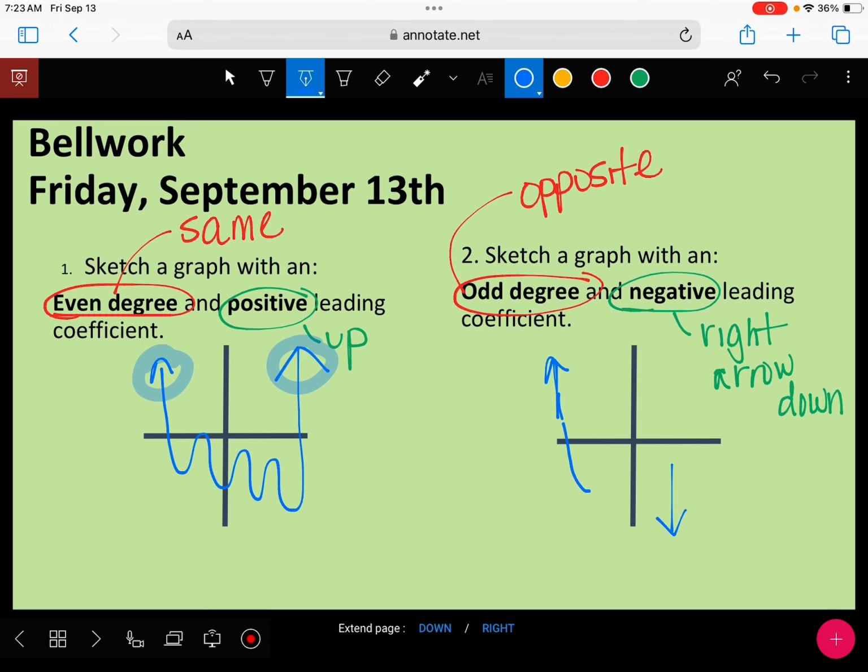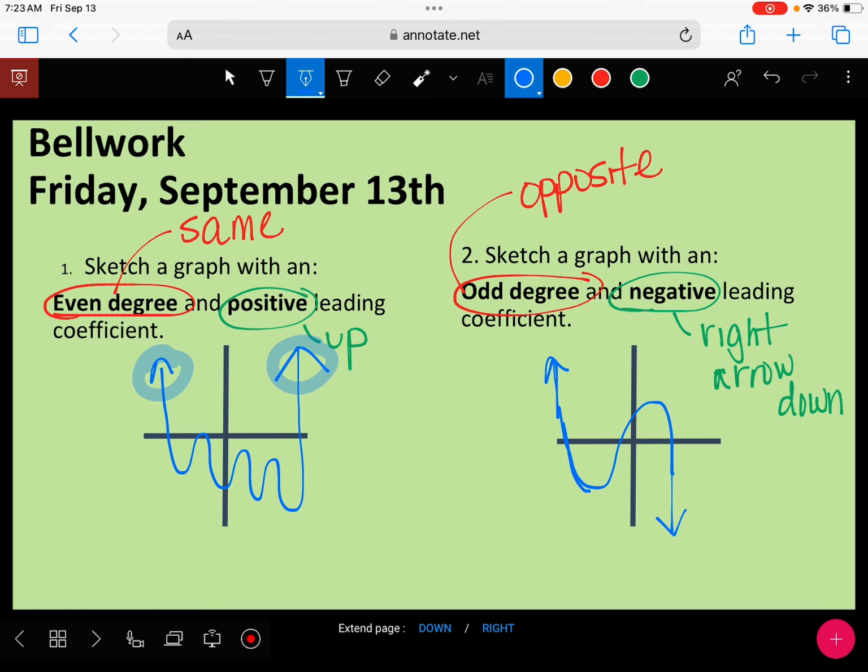So I can have it come down and do some turns and then connect it. Or it could just do one turn and connect it. That's it. Any questions?